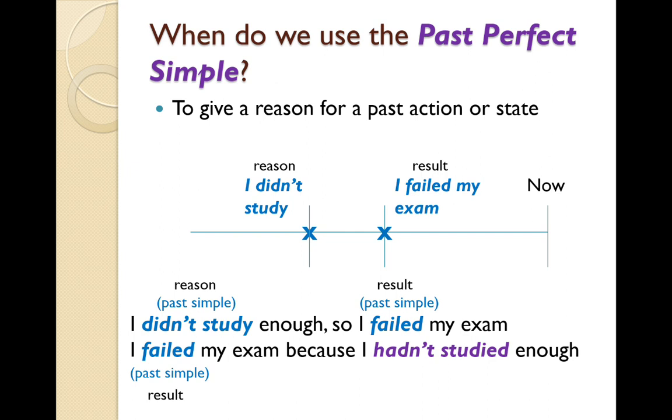Past simple for the result, but we have to use the past perfect to show that what comes next is the reason and actually occurred before the result, although it appears later in the phrase.